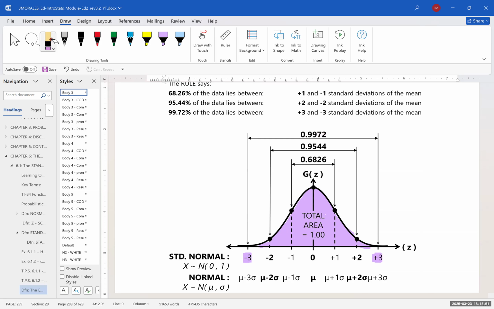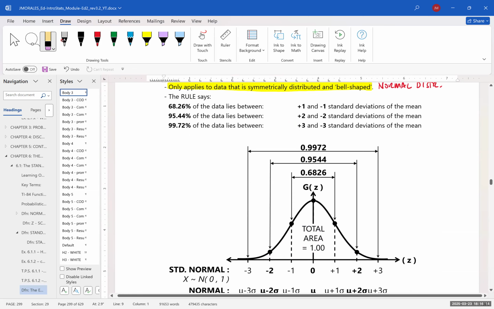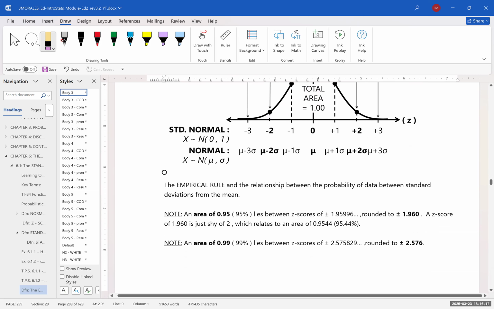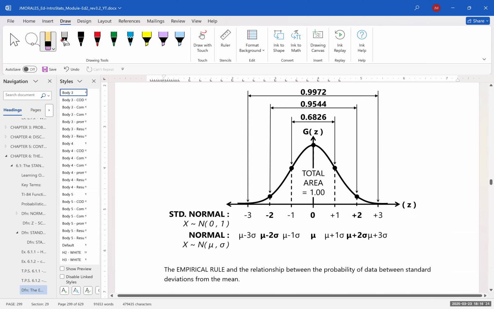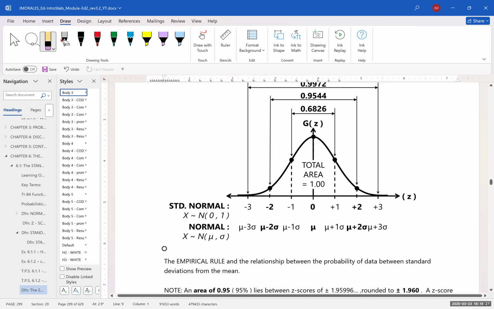And remember that with a standardized normal distribution, the total area under the curve is equal to 1. So everything underneath the curve, all the way out this way, all the way out that way, total area is equal to 1. And that's basically what the empirical rule says. It relates the probability of data between standard deviations of the mean.